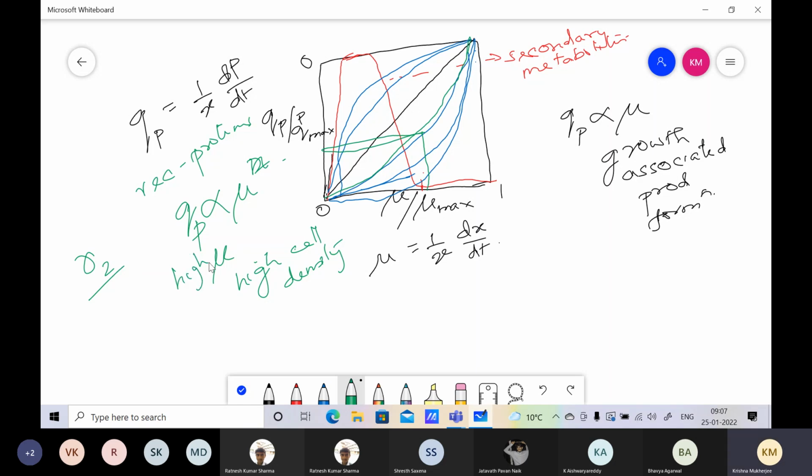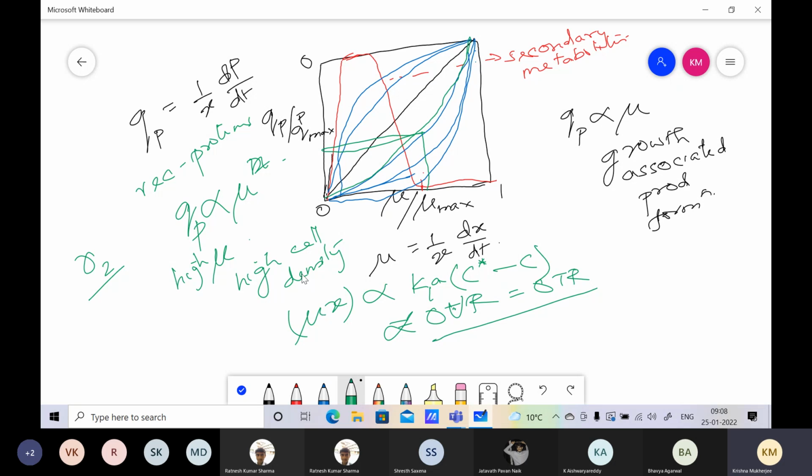And so that leaves you with this contradiction that mu into x is high, and mu into x is nothing but dx by dt, which is of course proportional to KLa (C star minus C). So the OUR is proportional to OTR, and hence equal to OTR. And so oxygen transfer, mixing, all kinds of problems come up, primarily because you want both high mu as well as high cell density to make recombinant proteins. So recombinant protein production, that is the main issue.